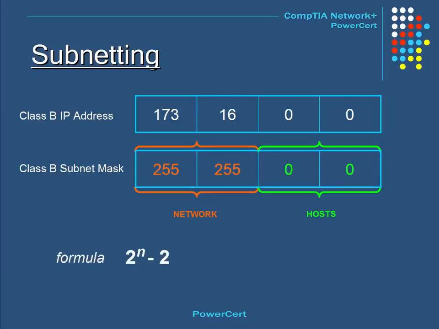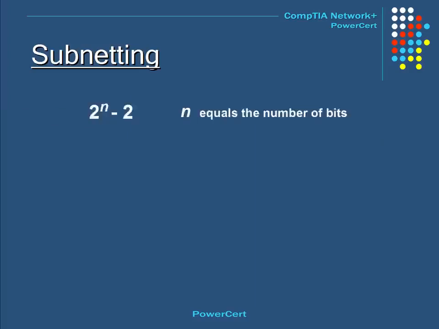The formula we would use is 2 to the n power minus 2, where n equals the number of bits we need to borrow from the host portion of the subnet mask. So we need to make a custom subnet mask that is equal to at least 3 subnets or larger. So if we put 2 in the place of n, then 2 times 2 equals 4, minus 2 equals 2. So 2 is not going to work because we need at least 3 subnets. So let's try 3 and see if that works for us.